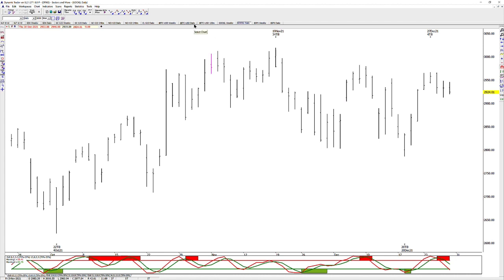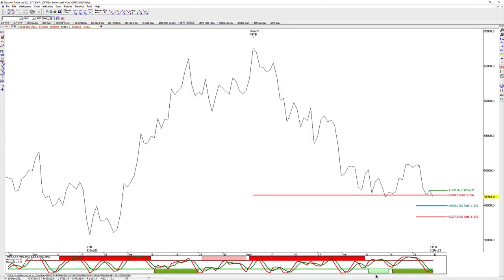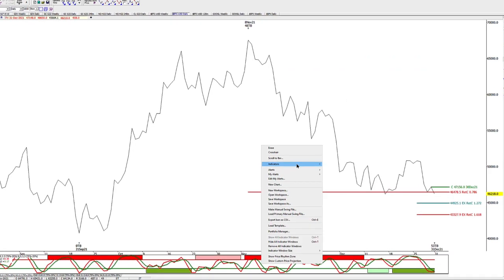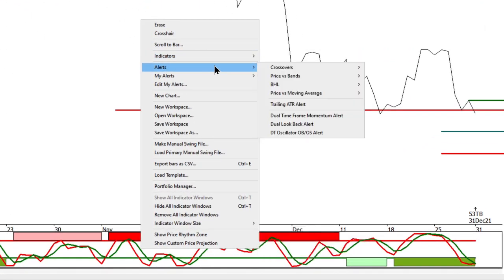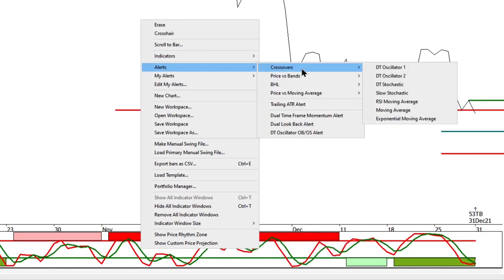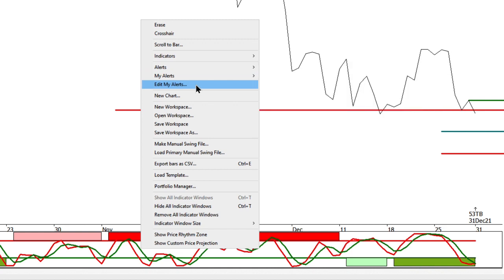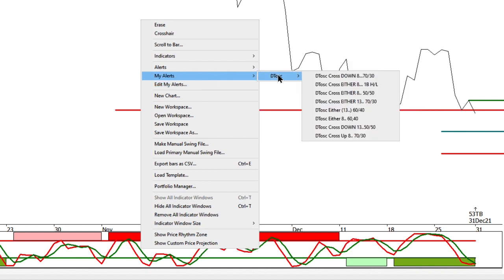I do the same with Bitcoin. It's already oversold, so I just put an alert on. We call them the crossovers. So, we can use whatever oscillator that we want to use to make a bull reversal. I've already got some of the DT oscillators saved. And so I'd be looking for a crossover on the 8.